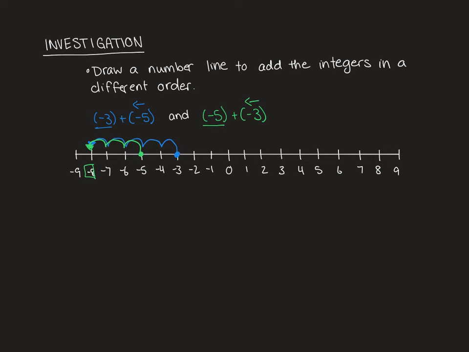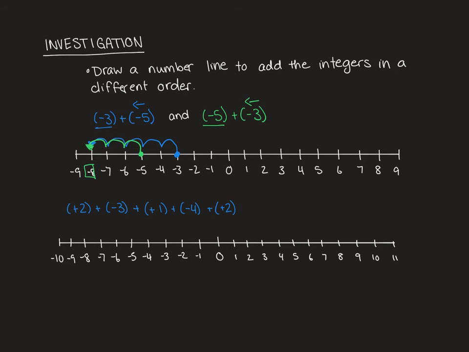Your job is to finish doing all of the other equations in part A. I also wanted to go through one example of what to do if they give you a long string of questions. So for example, positive 2 plus negative 3 plus positive 1 plus negative 4 plus positive 2. So we're basically just going to keep doing the same steps over and over again.